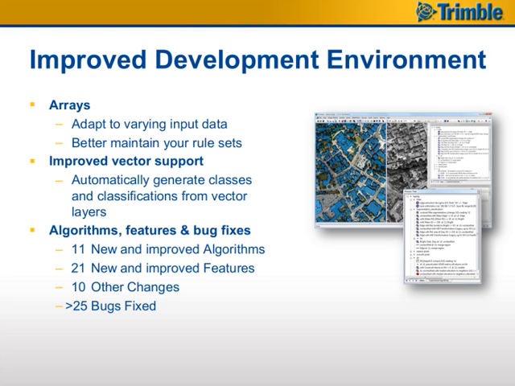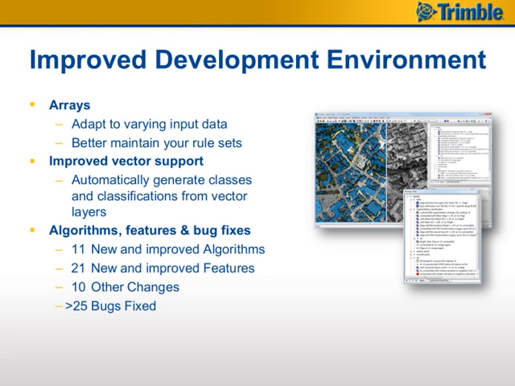eCognition 8.7 also contains improved vector support. It is now possible to generate classes and samples based on shapefile information. In the past, it was necessary to create every class manually, for instance. Now you can do this with the process automatically. This feature finally completes the statistical classification workflow.